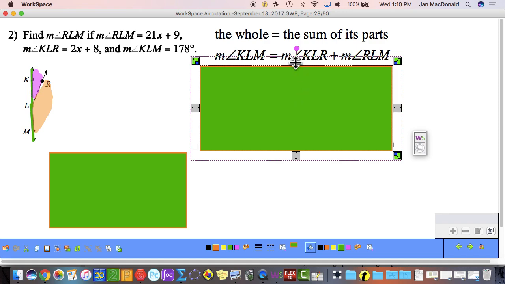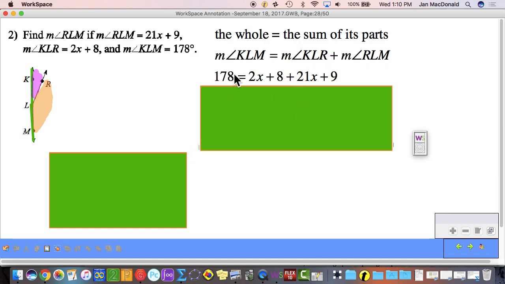So now we're gonna plug it in. Wherever I see KLM, I'm going to plug in the number 178, which I got from the prompt. They told us KLM is 178 degrees. Wherever I see KLR, I'm going to plug in 2x plus 8. Again, that came right from the prompt. And finally, the measure of RLM, we're going to substitute in 21x plus 9. Again, right from the prompt, the measure of RLM is 21x plus 9. Okay, so now I have a variable equation.